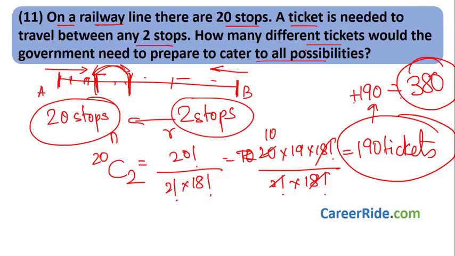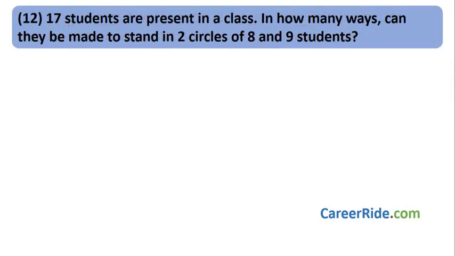Moving to the next question. 17 students are present in a class. In how many ways can they be made to stand in two circles of 8 and 9 students? Again, very easy. There are two things that I would like to explain over here. The first thing is that here the students are not made to stand in a straight line. They are made to stand in a circle.